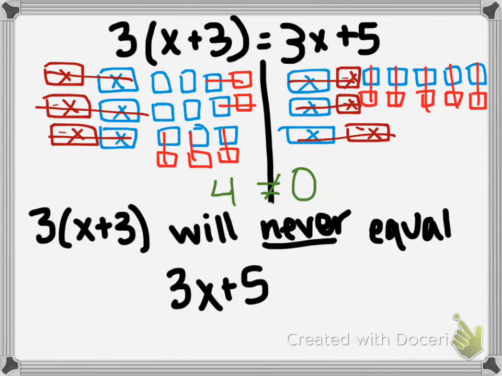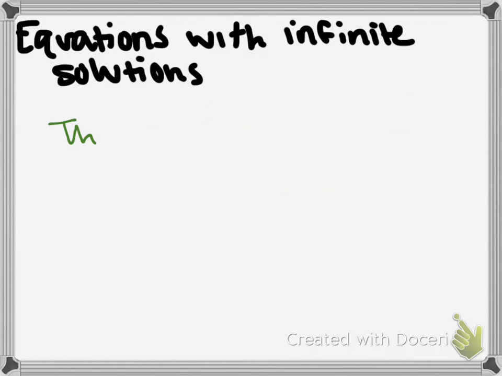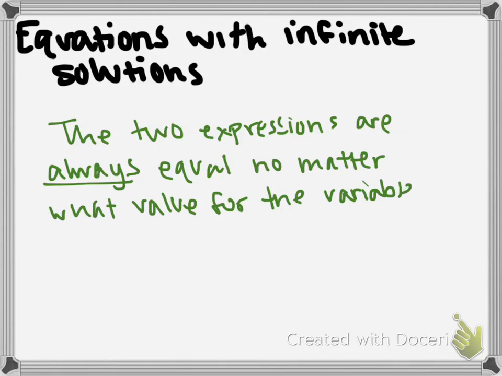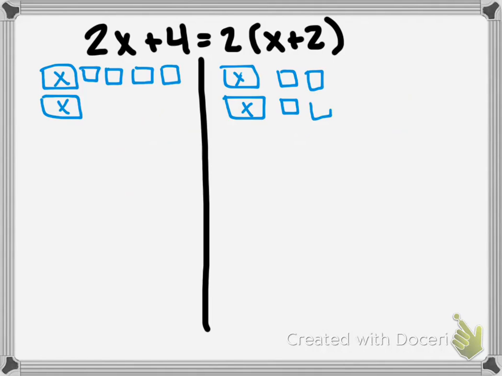use for x. And the final type of solution that we're going to talk about is when equations have infinite solutions. This means the two expressions are always equal, no matter what value is used for the variable. Again, make sure you add this to your notes. So for 2x plus 4 equals 2 times the quantity x plus 2, first thing we're going to do is draw the picture. Notice on the right side I drew x plus 2 two times because it's being multiplied.